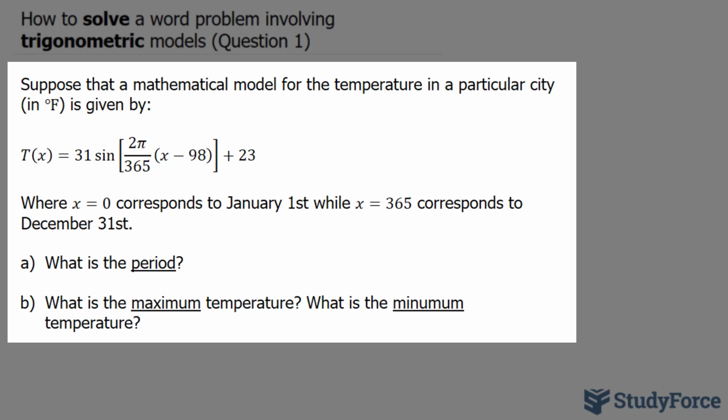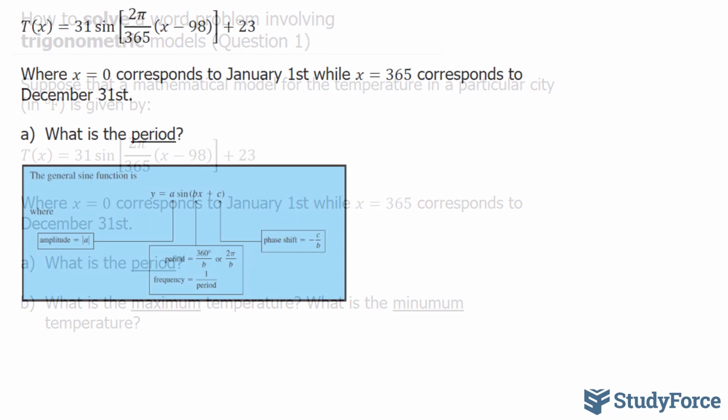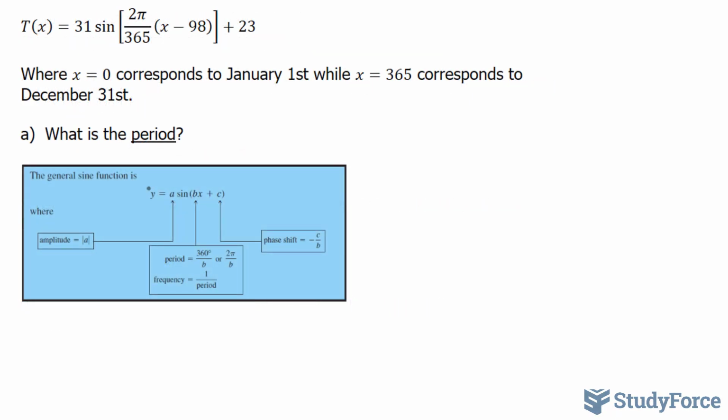A. What is the period? B. What is the maximum temperature? And what is the minimum temperature? Let's start with A. To find the answer to A, you'll need to recognize the general sine function equation, which is shown right here. And the two formulas for period are shown below. If our equation was in degrees, we would use the first one, but since our equation is in radians, we'll use the second one. So period is equal to 2 pi over b.